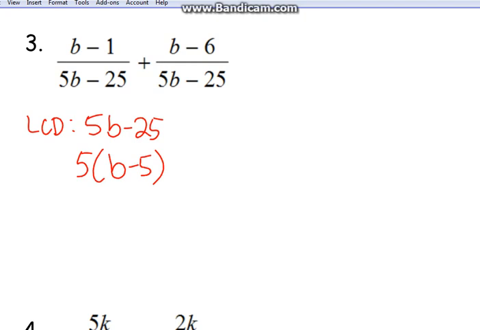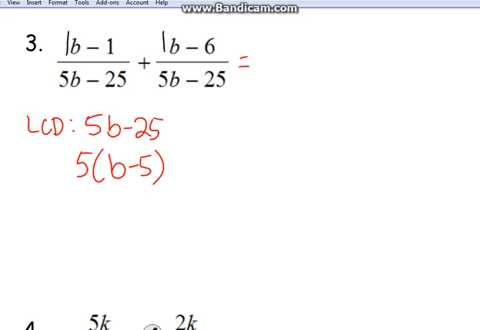But I look at each of these numerators, b minus 1 and b minus 6. I need them to match exactly that factor of b minus 5. Since they don't, there's nothing that's going to cancel out. So I can just leave 5b minus 25 as my denominator, and then I can go ahead and combine my like terms.